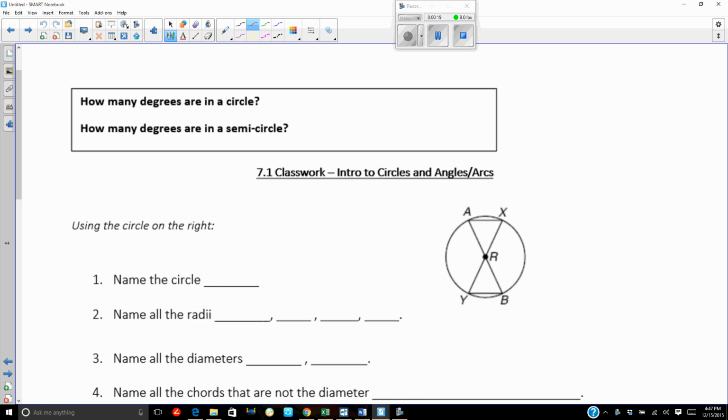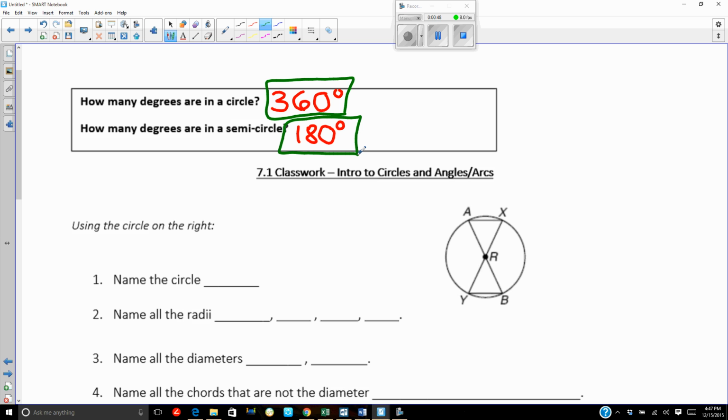The first question, how many degrees are in a circle? This may be something you're familiar with already. It's 360 degrees. Think like in basketball, if someone does a 360 degree dunk, which means they spin all the way around. So then the next question, how many degrees are in a semicircle? Semicircle just means a half circle. So there's 180 degrees in a half circle. So we'll use that fact a lot to solve these problems.